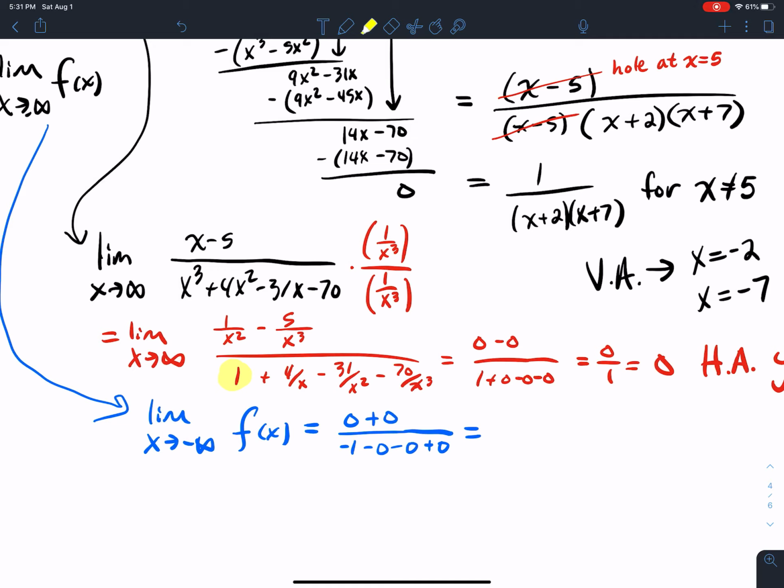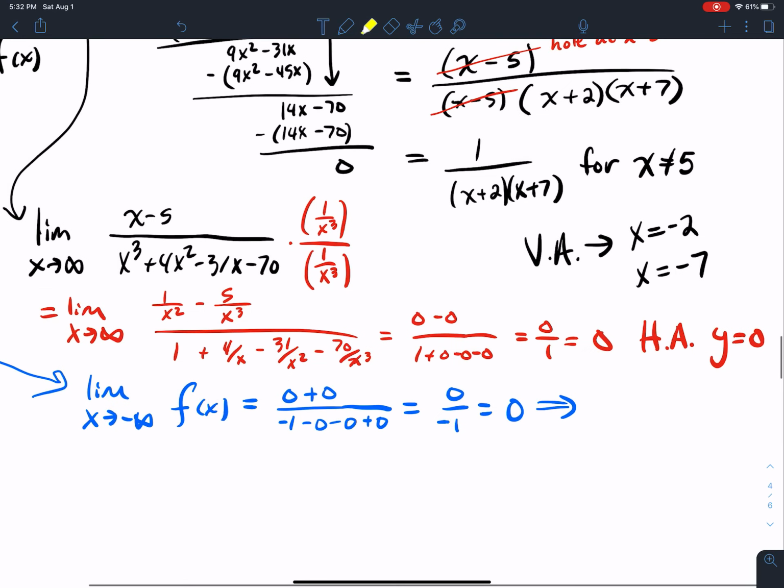Okay, if you're thinking about that for just more than 2 seconds, you see that limits to negative 1. But it doesn't matter, because what happens? I have 0 over a negative 1, which is still equal to 0. And what does this tell me? This tells me the horizontal asymptote is y equal to 0 there.